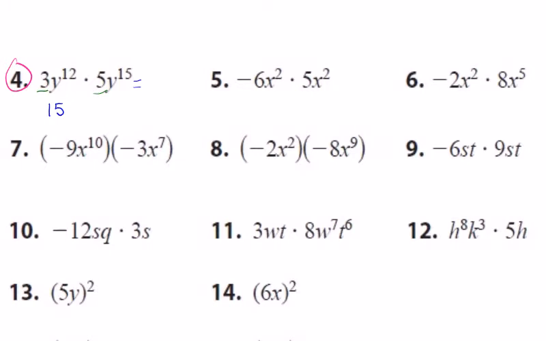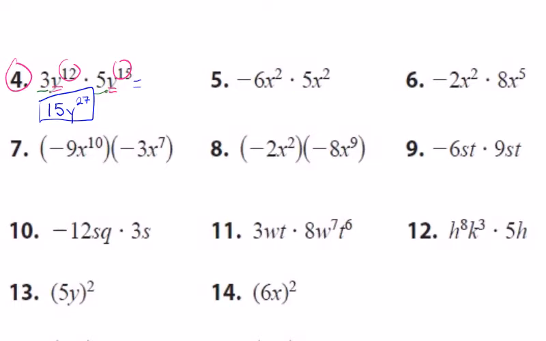Okay, and then with the exponential expressions, if they have like bases, then we can use the product rule. So what we can do is add these exponents, right? So I'm going to end up with 1y, and I'm going to add 12 plus 15 and get 27. So that's the final product there, right? 15y to the 27th.